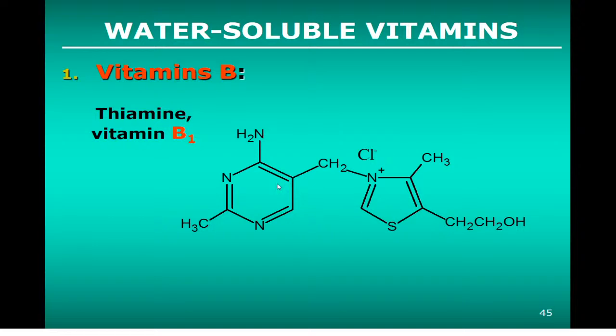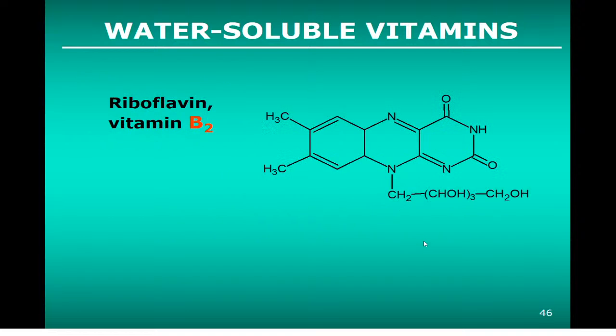It's a thiazole and pyrimidine, but they are bonded not in a condensed way, they are bonded in an isolated way. That's why each one has its own numbering. Vitamin B2, riboflavin, is a condensed cycle. As you see here, there are two different nitrogen containing rings, and this is an aromatic compound.